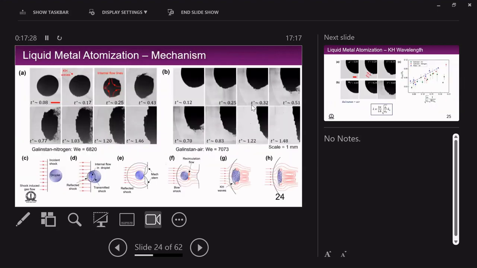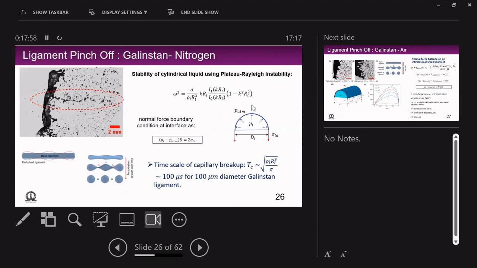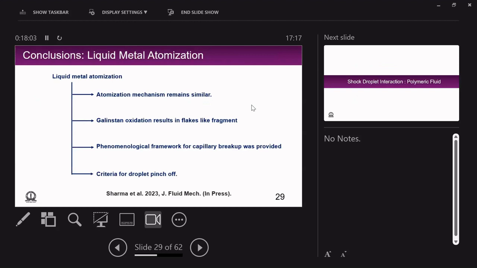So we then analyzed the mechanism for Galinstan in air, and to cut a long story short, the mechanism is exactly the same. There are gauge waves that are produced, which lead to this flattening, and from these views you can really see how this atomization actually takes place. So we were sure that the mechanism of breakup remains almost the same. We also did the same linear stability analysis on this, and again we found a very good match. And we're going to skip this one and this one and this one, because this is not important.